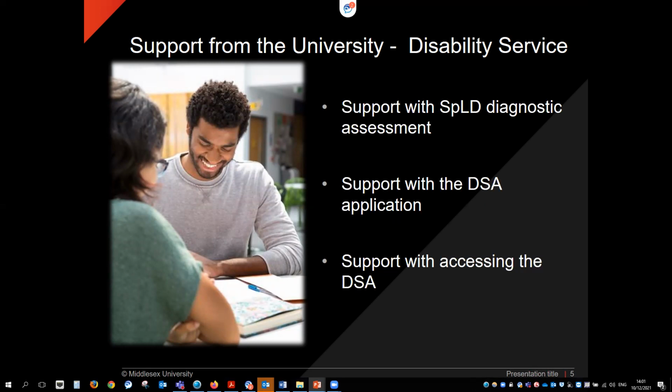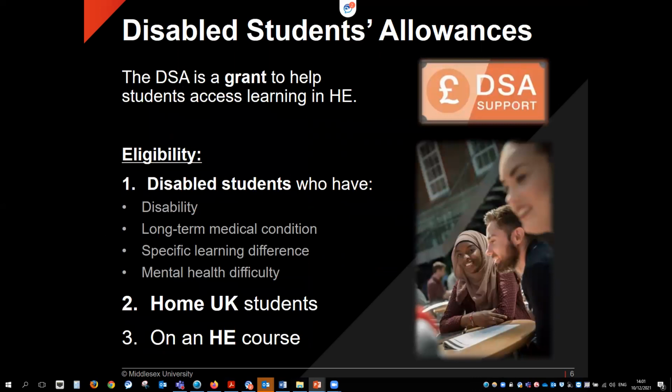Okay, and now we are going to go into the Disabled Student Allowances, what they are, etc. The Disabled Student Allowances are a grant to help students in accessing learning in higher education. The eligibility criteria for the DSA is that the student needs to have a disability or long-term condition, medical condition, or specific learning difficulty, or mental health difficulty. All of these are classed as disability in terms of the support provision, funding, and of course under the Equality Act. The second criterion is that the student is a home UK student.